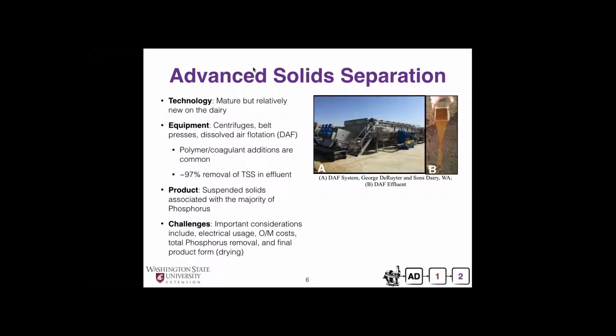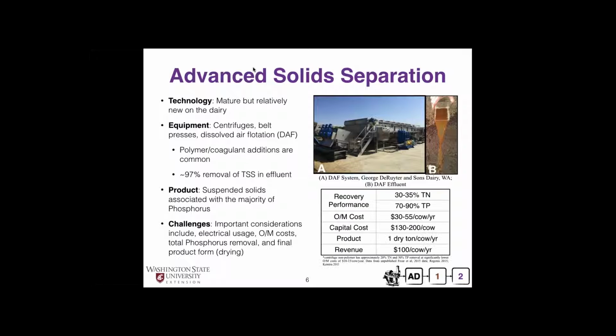And then in panel B, this is really the first step where we have a water product that has some potential to be reused on the dairy. So, it still looks colored at this point, which it is. It still has nitrogen in it, but this is really the first step where we can start thinking about what we can do with that water product.